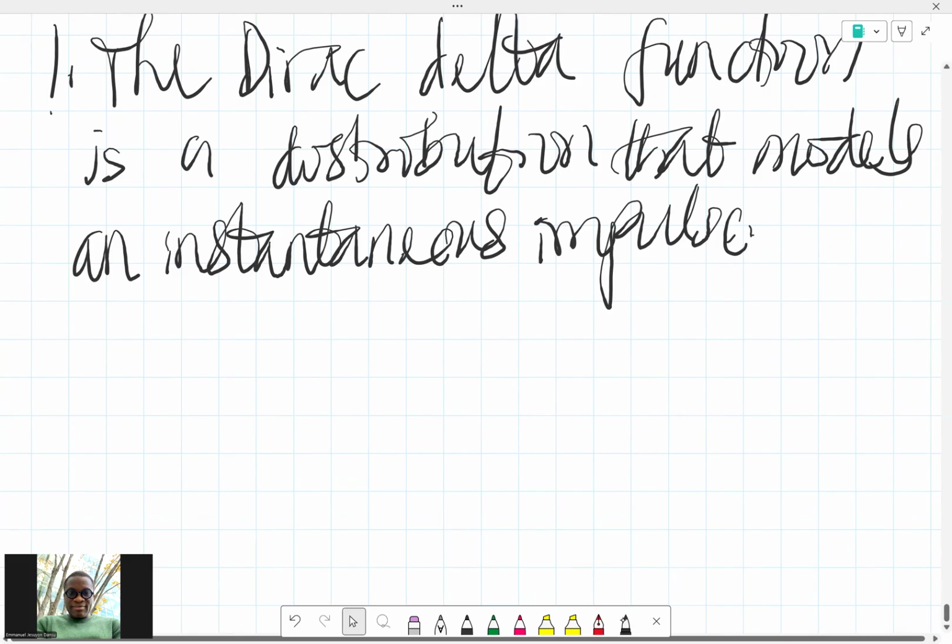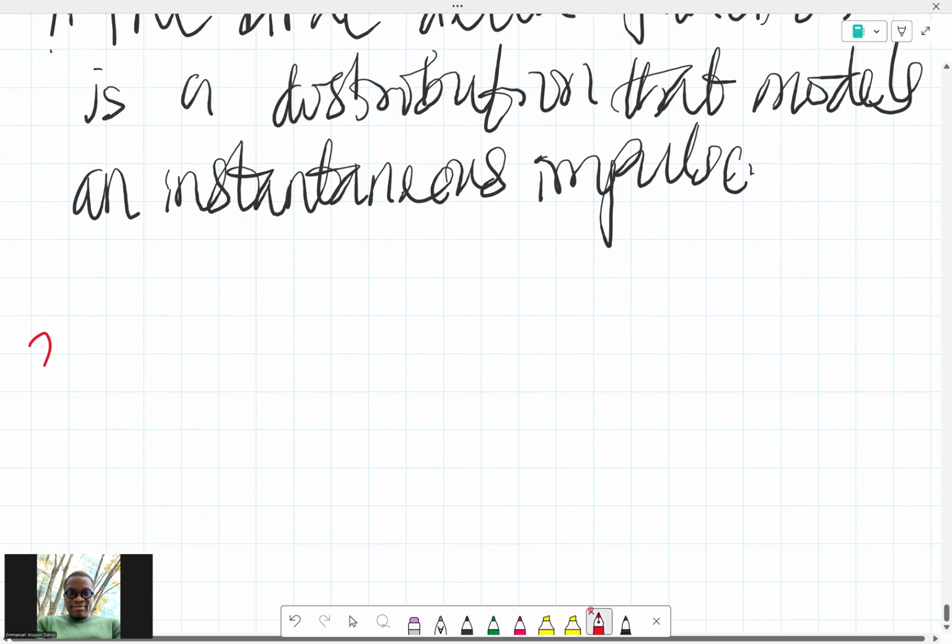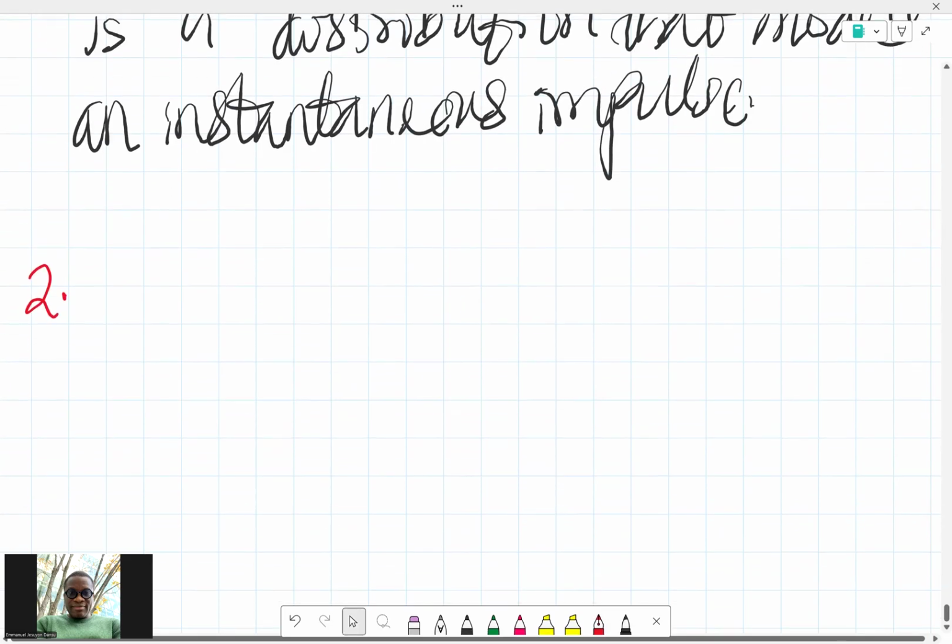It's more like maybe everything is fine and all of a sudden there's an explosion, something like that. That's a kind of impulse.